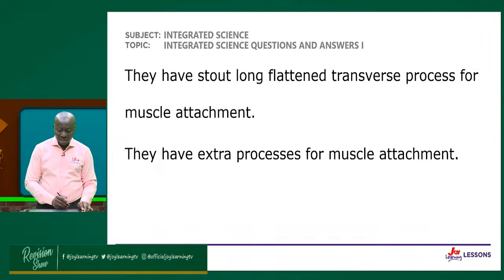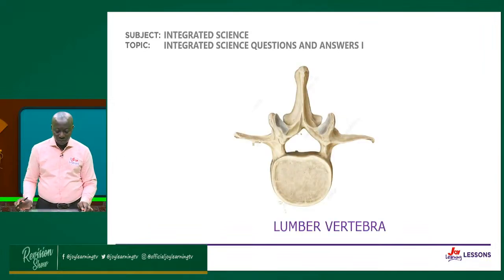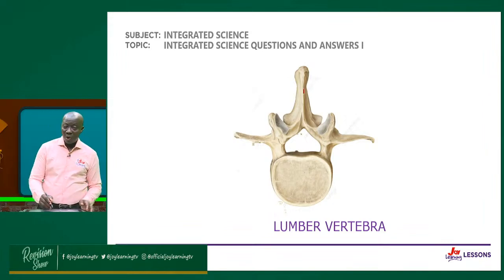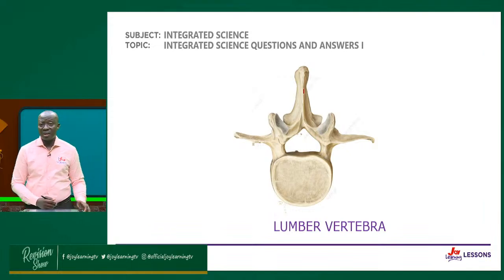So they have these structures. This is a typical lumbar vertebra. The centrum is large and rigid, solid and huge. You have transverse processes which are a bit longer than those of the thoracic. The neural spine is more reduced as compared to the thoracic vertebra.